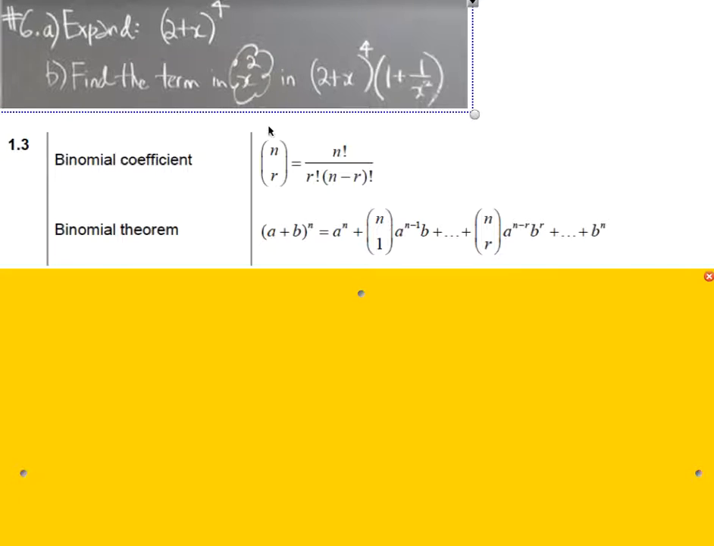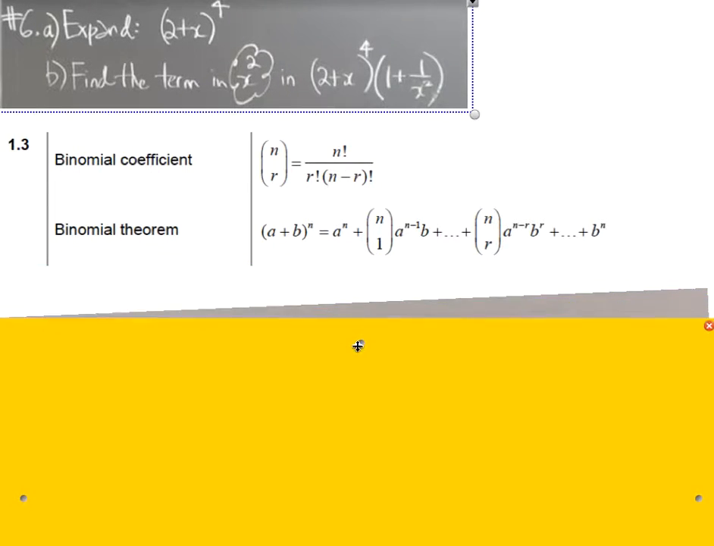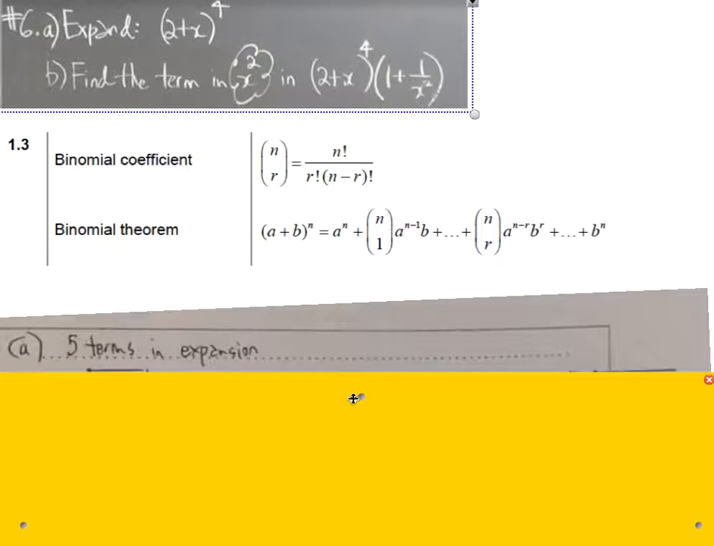First thing to recognize is that because the exponent's 4, we're actually going to have 5 terms in the expansion. So in the case of n exponent, that means you're going to have n plus 1 terms in the expansion. That's a generality, and it applies. So to begin, I state that just as a reminder to myself.